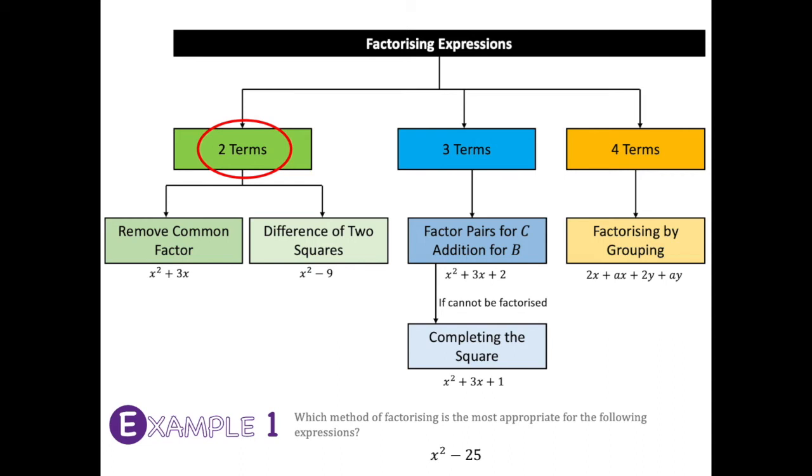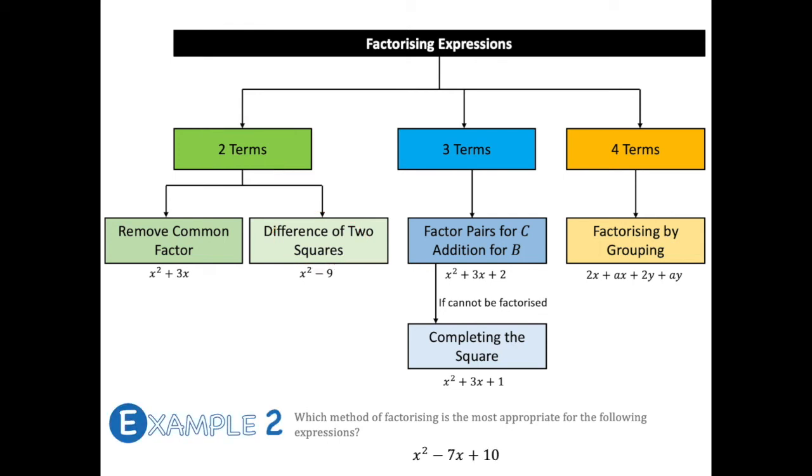Now remember, you can only use the difference of two squares if it is a subtraction. You cannot use it for an addition. So x squared minus 25, I would be using the difference of two squares, and it would be x plus 5, x minus 5 as the factorized answer. So I used my flowchart to identify which one was the correct method.